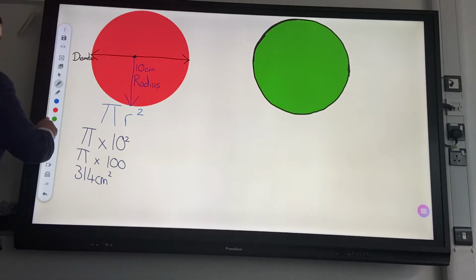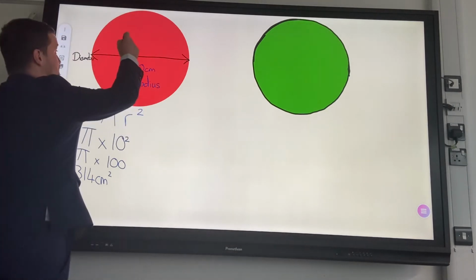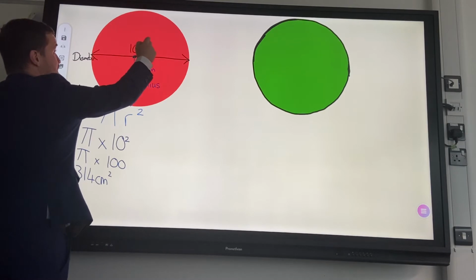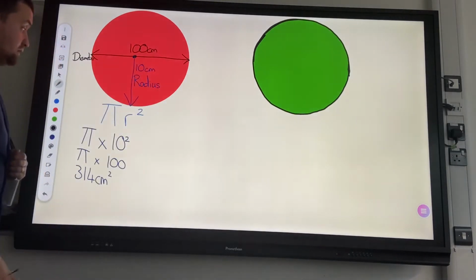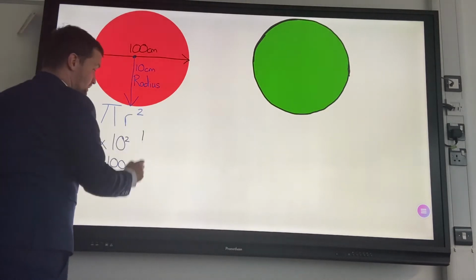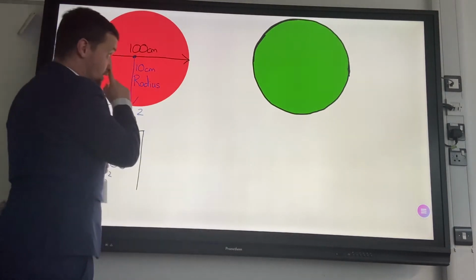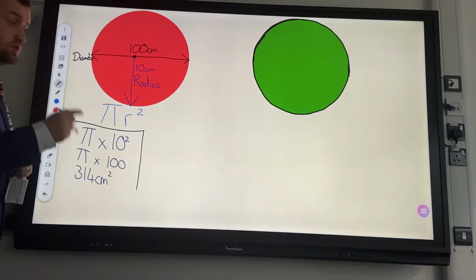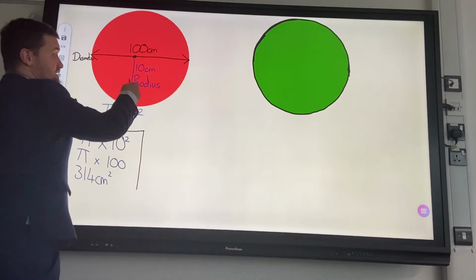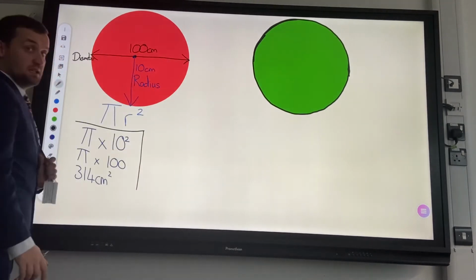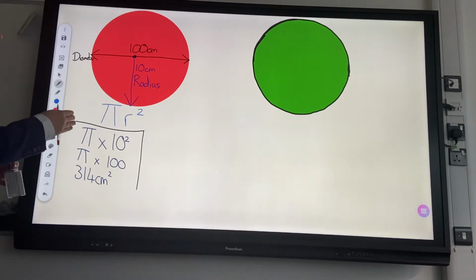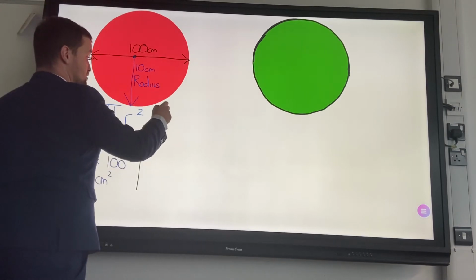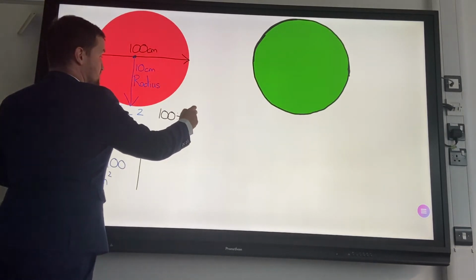This time I'm going to do something slightly different. I'm going to give you that the diameter is 100 centimeters, also a meter. Now this is slightly different. We're still going to use the same pi r squared formula, but we've been given a diameter this time. The fact that you need to know is that the radius is half of the diameter. So if you're given a diameter, if you halve it, you get the radius. So I'm going to do 100 divided by 2, which equals 50.